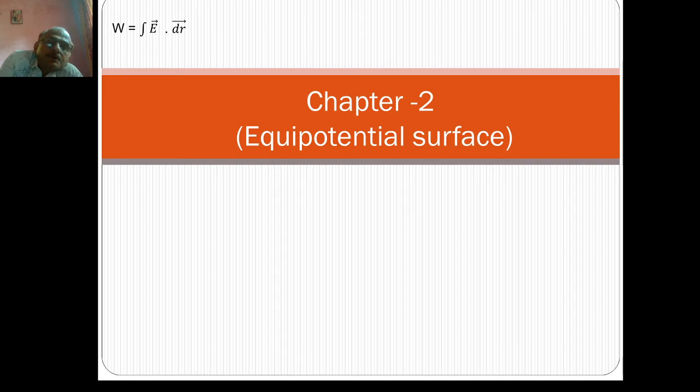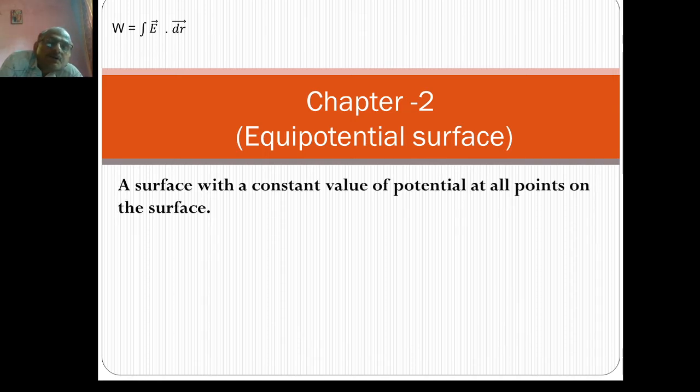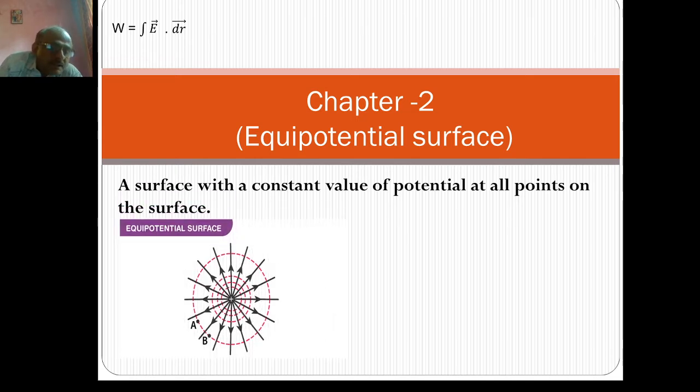Today we will discuss equipotential surface, which is one of the core areas in this unit. First of all, what is an equipotential surface? A surface with a constant value of potential at all points on the surface.